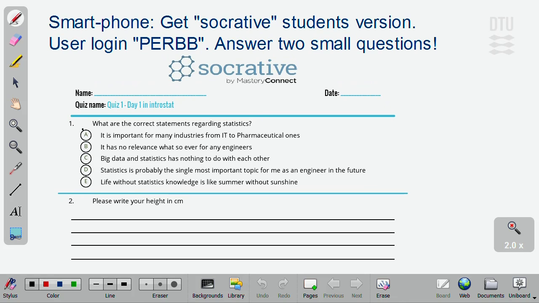Of course it's important. Of course. ADE was the right collection.